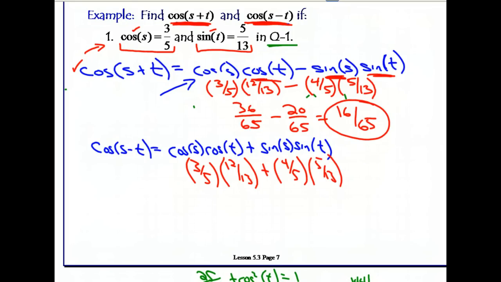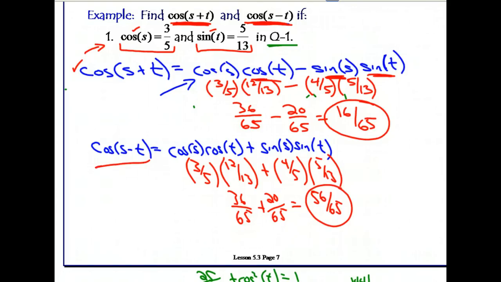The multiplication wouldn't change. It's 36 over 65, and it's 20 over 65. The only difference is now I add these, and I get 56 over 65. And that would be my answer for the cosine of s minus t. So the second part of the problem is kind of nice and straightforward.